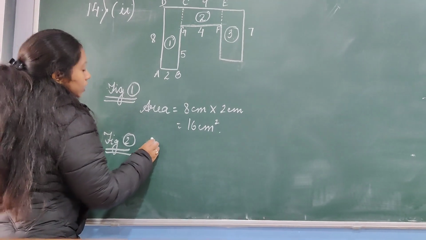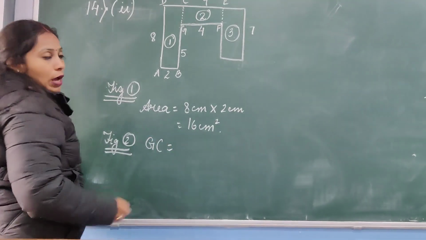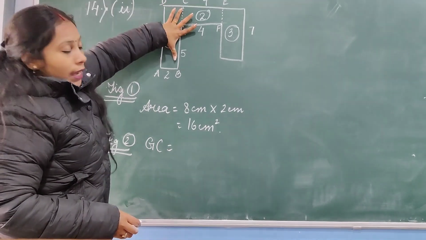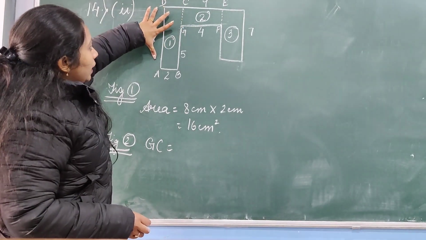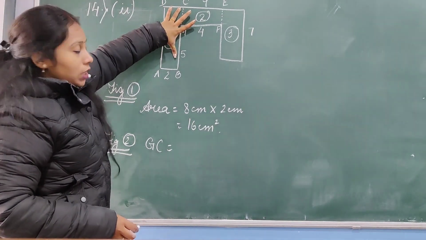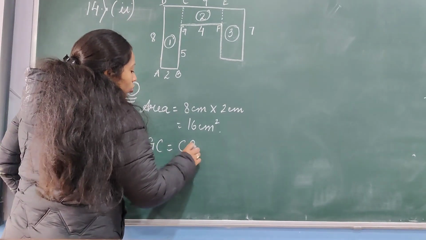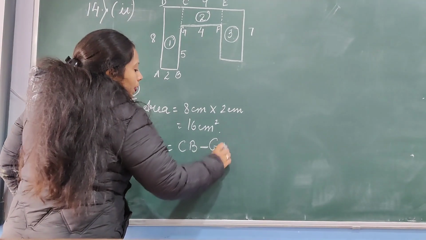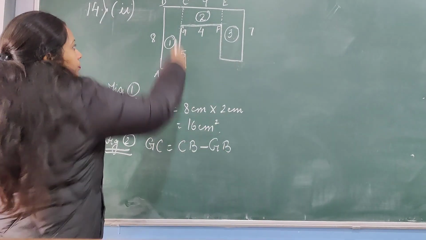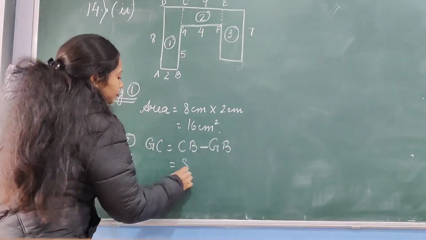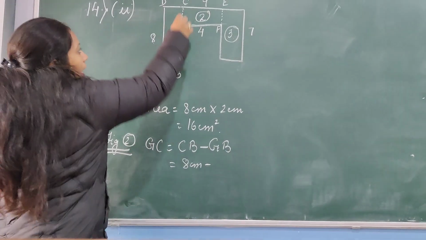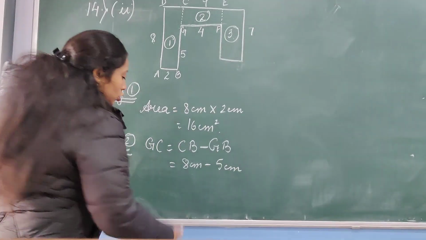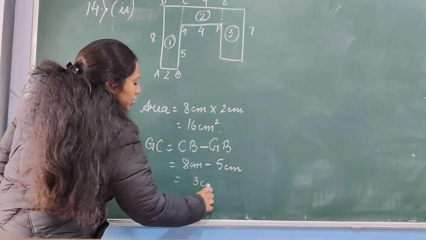We can calculate it this way. See, GC will be how much? The 8 centimeter is the length of AD or CB, they are equal. So GC will be equal to CB minus GB. CB is 8 centimeter and GB is 5 centimeter. So this will be 8 minus 5, 3 centimeter.